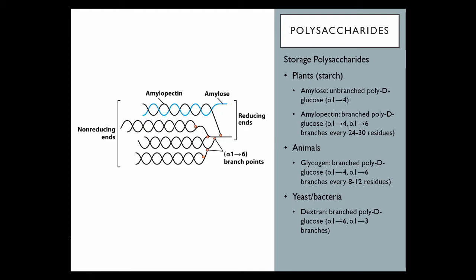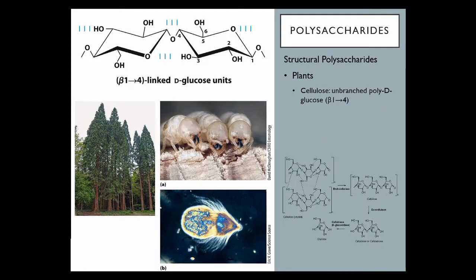One thing, again, we still talk about reducing and non-reducing ends. So every polysaccharide is a chain, and so in this case, amylose and amylopectin both have one end that's reducing and one end that's non-reducing. But with amylopectin, there's only one point where it's reducing, whereas all of the other ends of amylopectin are non-reducing because they're not at the anomeric carbon. But that's not true of all polysaccharides, so it just depends on how they are connected.